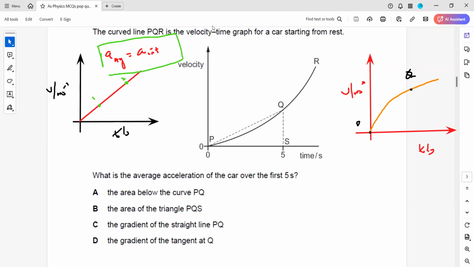If I need an average acceleration for this part, I will draw a straight line from the start till the end, and I'll find the gradient of that straight line. That will give us the average acceleration. But if I need an instantaneous acceleration at a specific point, we will always draw a tangent. Like if I need the acceleration specifically at this point, I will draw a tangent at this point.